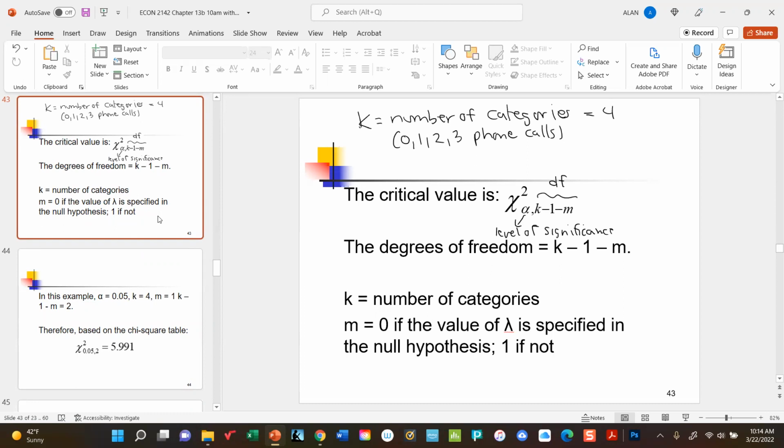Now, M is the interesting one. M refers to how many parameters or values we had to estimate from the data ourselves. So in this example, since we had to calculate lambda from the data, m equals 1. There's one value that we calculated. If it had been given to us in the null hypothesis, note that down here.